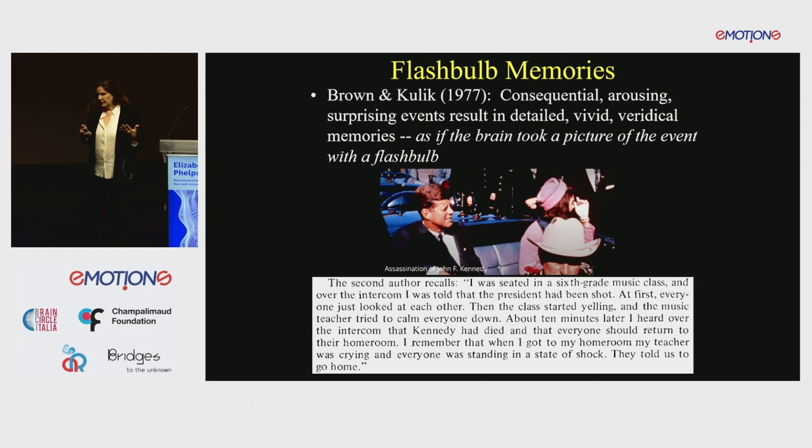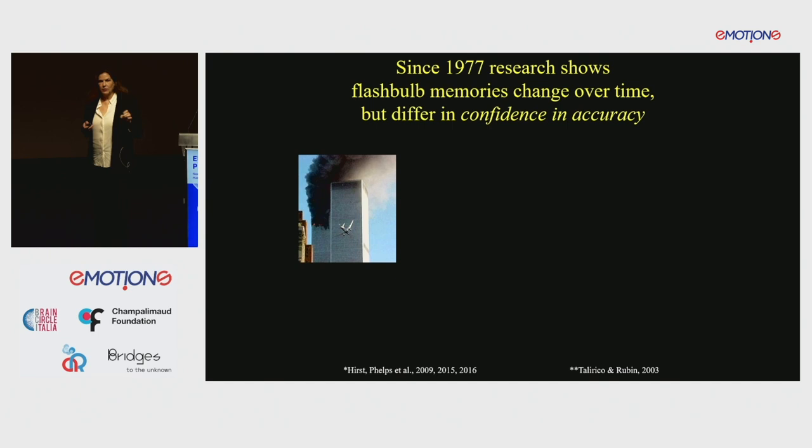For a long time, researchers thought this was exactly what happened with emotion. It was like you took a picture. Your memories were these veridical images, sort of printed in time in your brain. But when people started to look a little more at the qualities of these memories, they found it wasn't quite like that. Since 1977, several investigators, including myself, have looked at how these flashbulb memories may change over time. The main thing we find is they differ in confidence and accuracy.